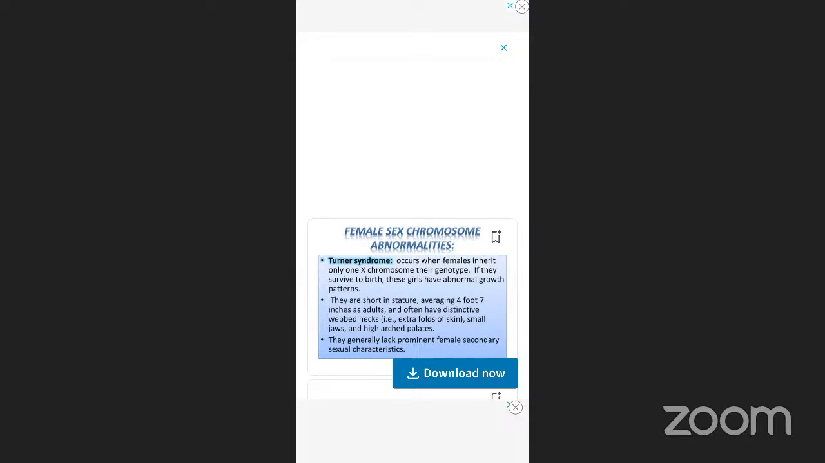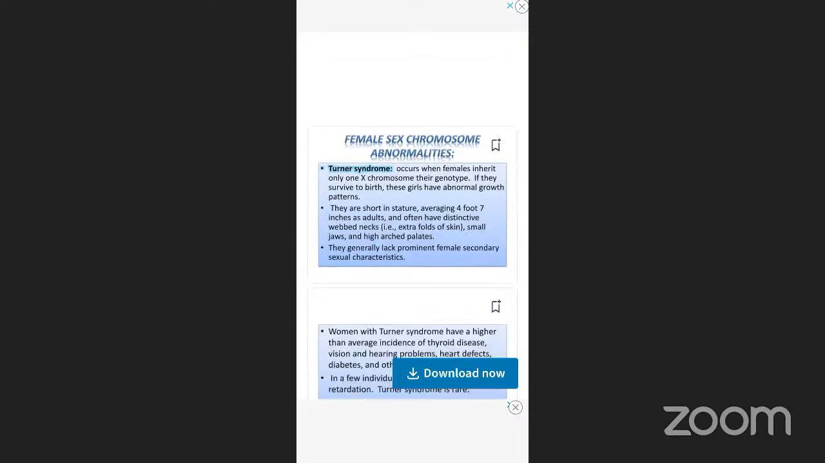They are short in stature, with an average of 4 feet 7 inches in adults, and often have distinctive webbed necks, small jaws, and high arched palates. These are the characteristics of Turner syndrome, and they generally lack prominent female secondary sexual characteristics.